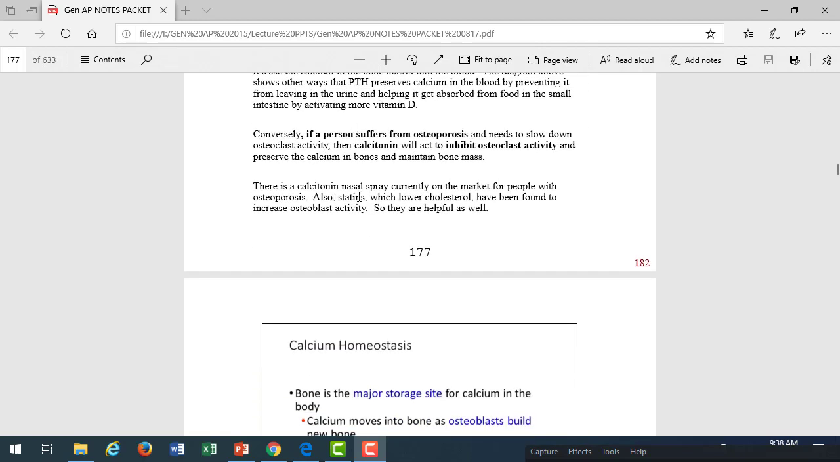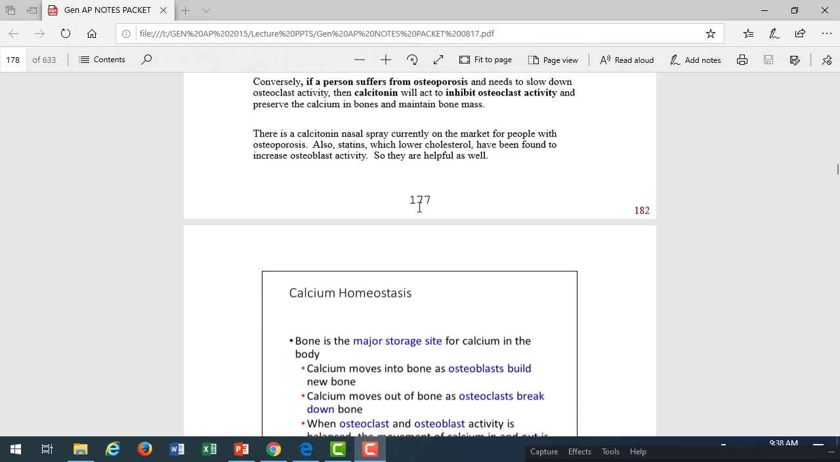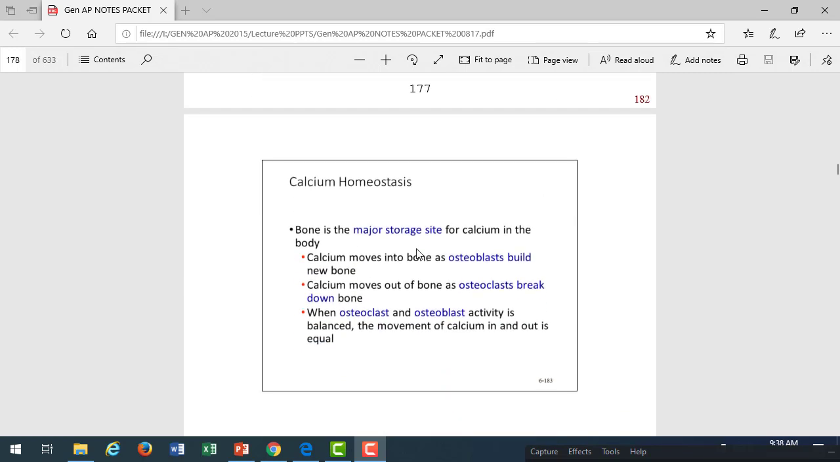So statins, these are cholesterol medicines. Those have been found to also increase osteoblast activity. So that's kind of a side note for people that take a cholesterol pill, like Lipitor. Maybe you've heard of that on the television. That stimulates osteoblasts.